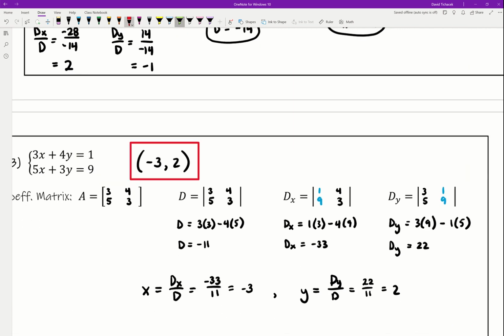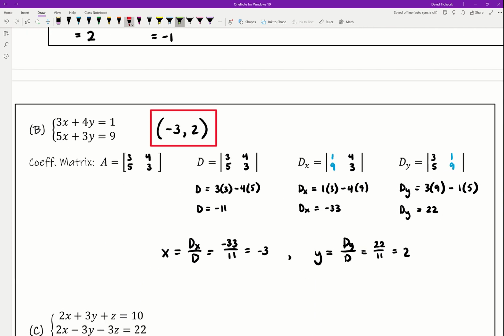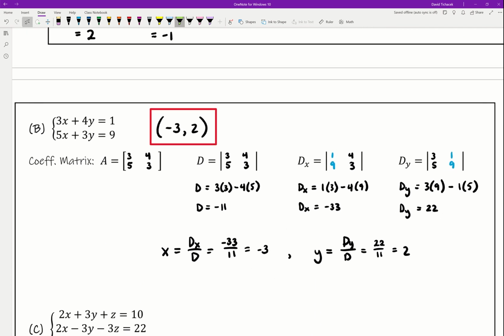Here's another example of a 2x2 matrix, or in other words, a system with 2 equations and 2 unknowns. I'll let you just go ahead and pause the screen. We go ahead and figure this out in the exact same way, and we get a result here of negative 3, 2. So pause the screen, read through that one, and we're going to move on to the next one here.